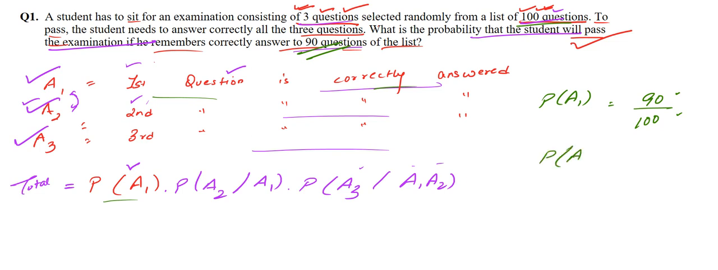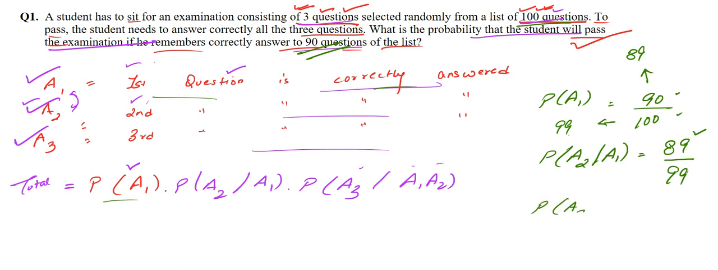Then second, we have A2 given A1. So it is given that A1 has already occurred. A1 occurred means the first question is already answered. So we are left with 99 questions, and he has answered the first question correctly. So the correct answers remaining are 89. One question is decreased because he has correctly answered it. So the probability of A2, that the second question will also be correctly answered, will be 89 by 99, because we have 89 questions whose answer he knows correctly, and the total number of questions left is 99.